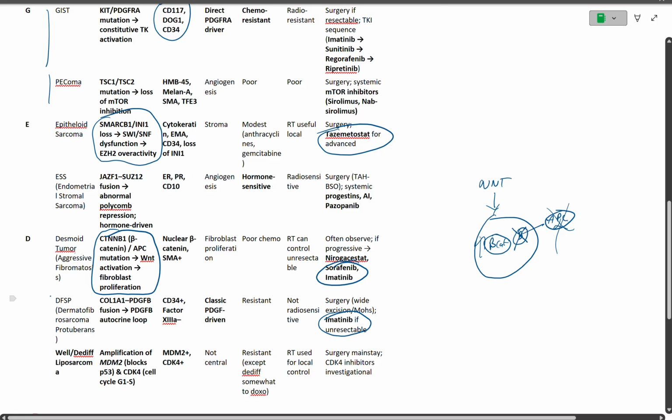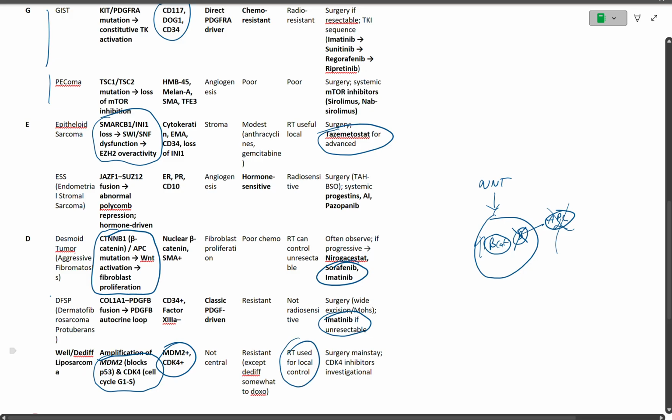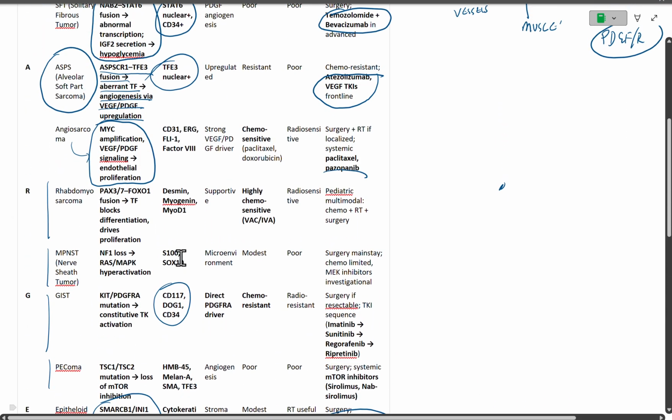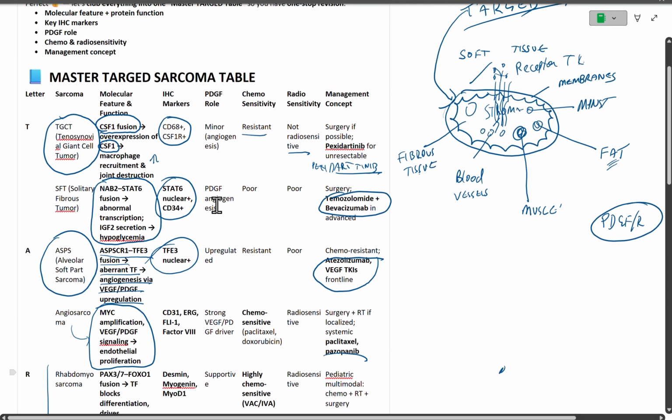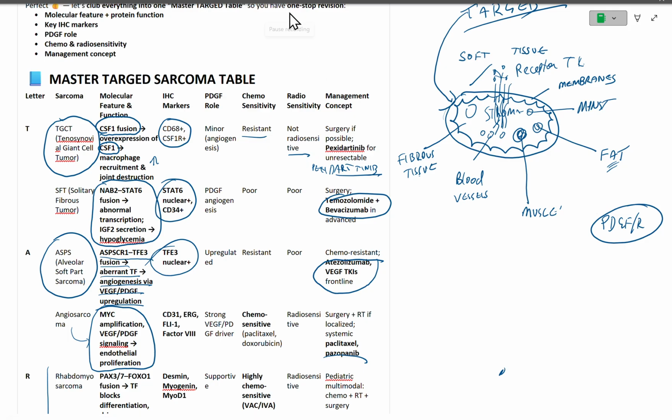In liposarcoma, amplification of MDM2 blocks, CDK4 to G1S, MDM2, CDK4 inhibitors are used. So that's how we'll classify it and approach each one. Let's see the principles of management.